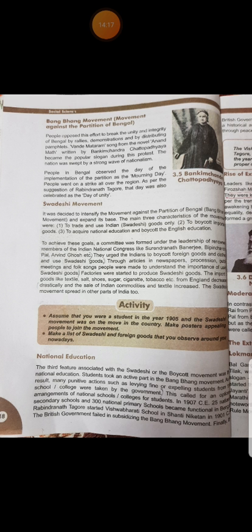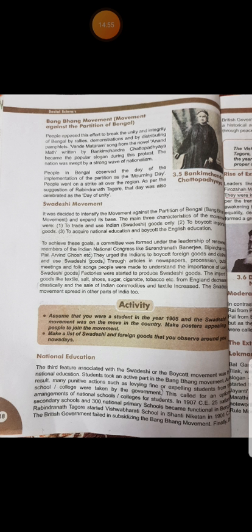To achieve this goal, a committee was formed under the leadership of renowned members of the Indian National Congress like Surendranath Banerjee, Bipin Chandra Pal, Arvind Ghosh, etc. So, these three goals were to be achieved, and for them a committee was made where well-known leaders Surendranath Banerjee, Bipin Chandra Pal and Arvind Ghosh were its members. They urged the Indians to boycott foreign goods and clothes and use Swadeshi goods.